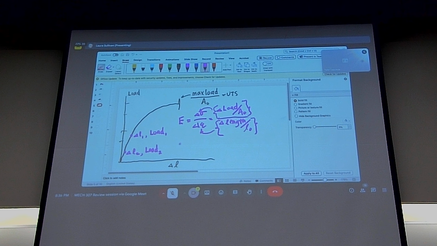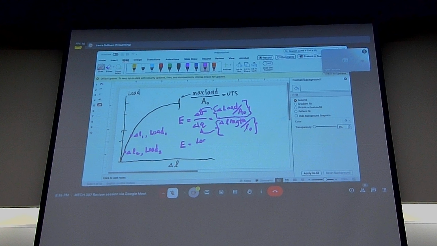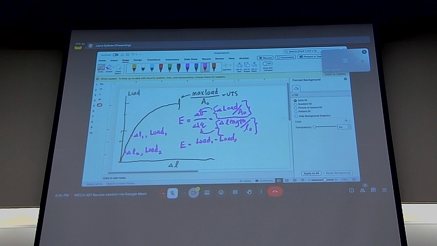So modulus could easily be, in this case, load 1 minus load 2 over delta L1 minus delta L2. That's the change in load over the change in length. And then just multiply that by L0 over A0.